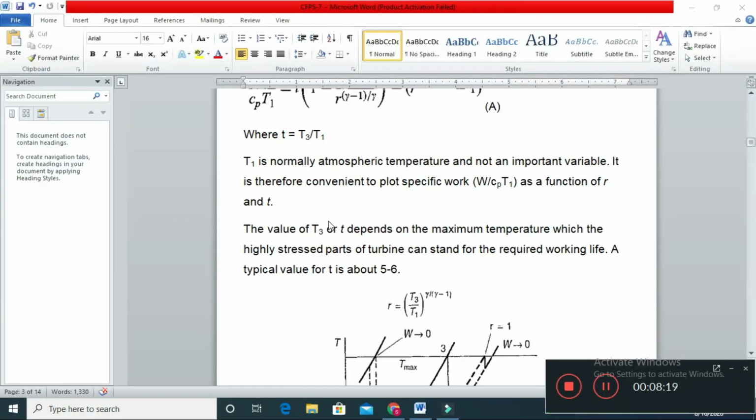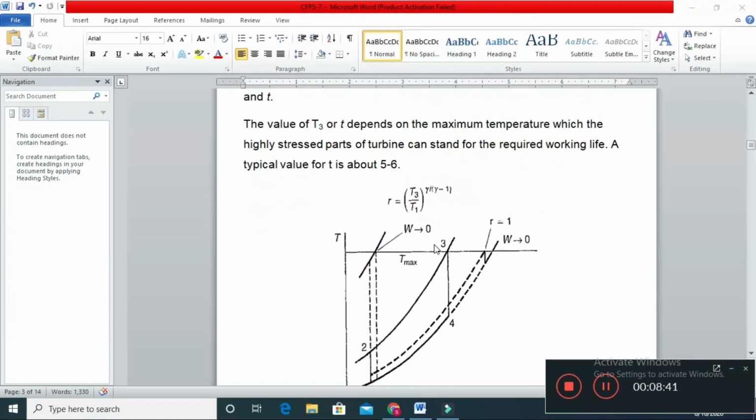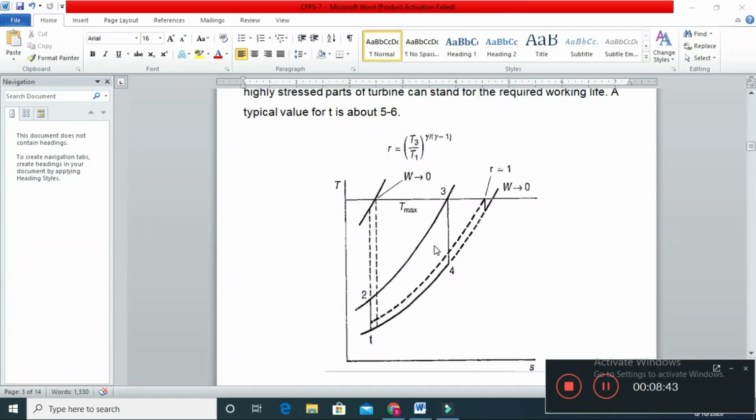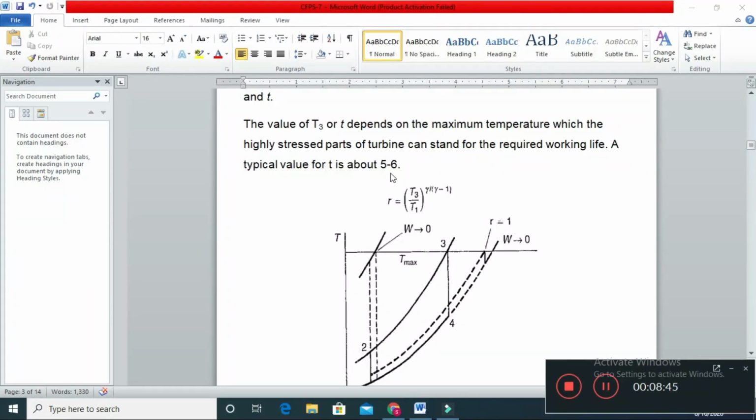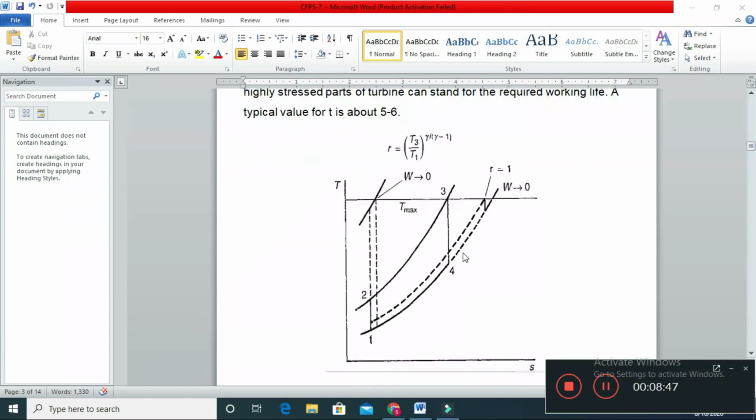So T3 will depend on the maximum temperature which the highly stressed parts of the turbine can stand for the required working life. So T3 will depend on the maximum temperature which the turbine material can sustain. The value of small t is about 5 to 6. So this is the typical value.